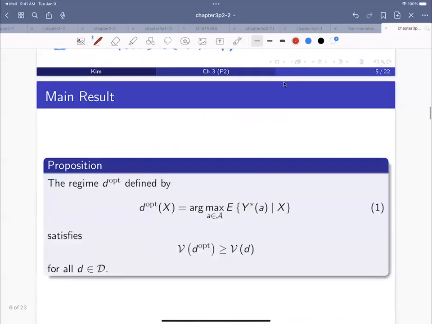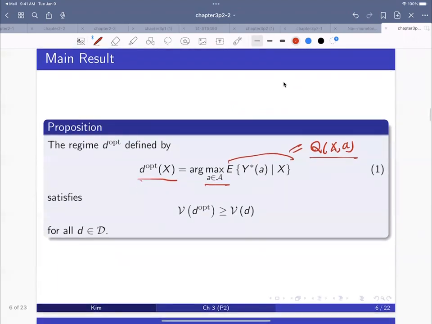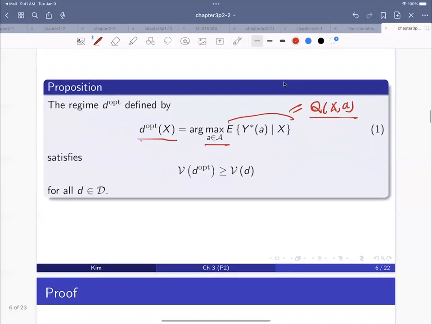Okay. So basically that is the optimal regime. The optimal regime is nothing but this, based on Q(x, a). Once you know this Q function, you just choose whichever option has the largest value of the Q function. That is the optimal regime. That is basically the main result. And once you choose this one, you are guaranteed the optimal result.